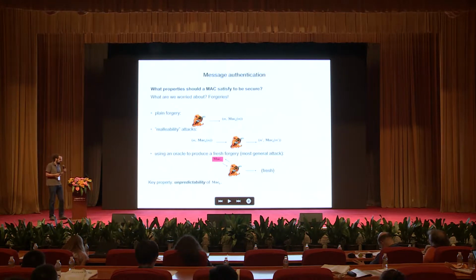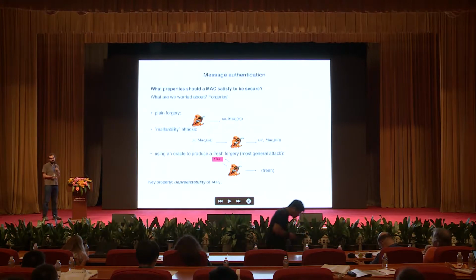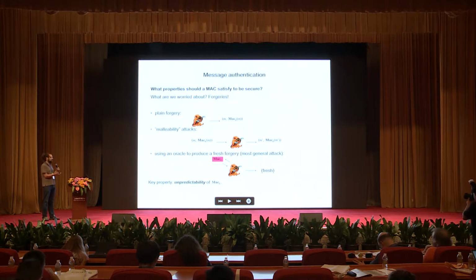Basically, the key property of this MAC-K function is unpredictability. No matter how many input-output pairs of MAC-K the adversary has observed, he cannot predict how this function behaves on the input he has not queried.